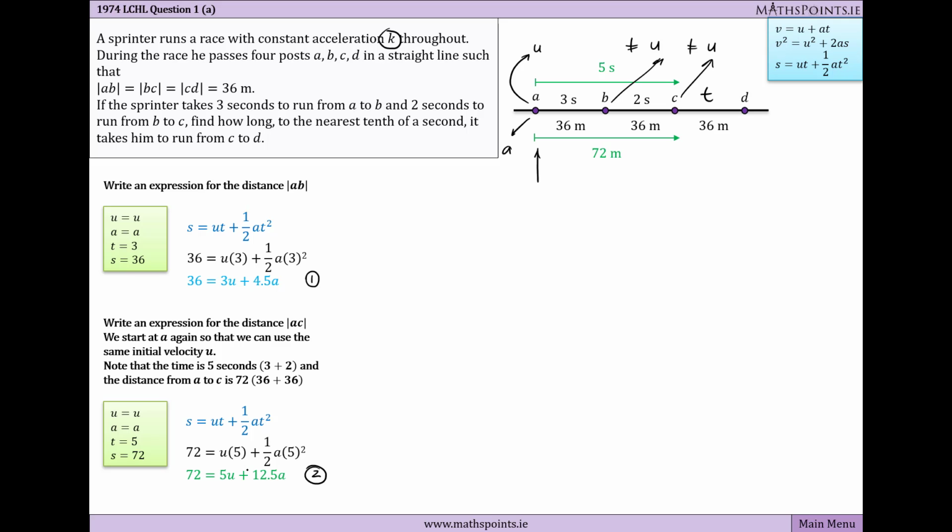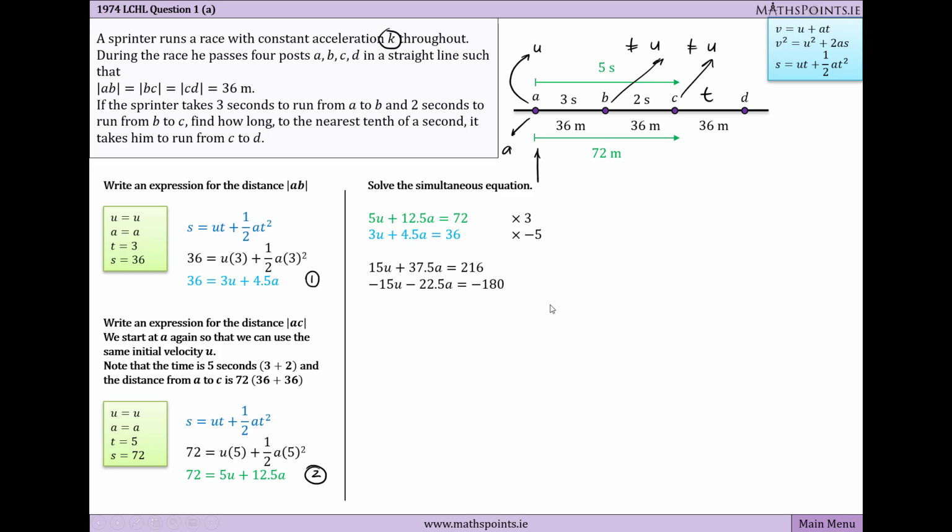To solve for U and A, we have a simple simultaneous equation. I'm going to multiply equation 2 by 3 and equation 1 by minus 5 so that I can cancel the U's. Multiplying equation 2 by 3, I get 15U plus 37.5A equals 216, and multiplying equation 1 by minus 5, I get minus 15U minus 22.5A equals minus 180. I draw a line underneath and cancel the U's. Adding down the rest, 37.5A minus 22.5A is 15A, and 216 minus 180 is 36. Dividing both sides by 15, A is equal to 2.4 meters per second squared.